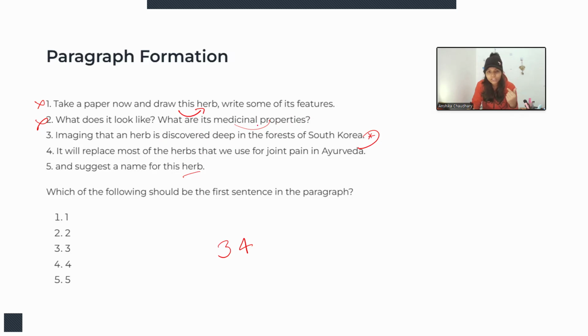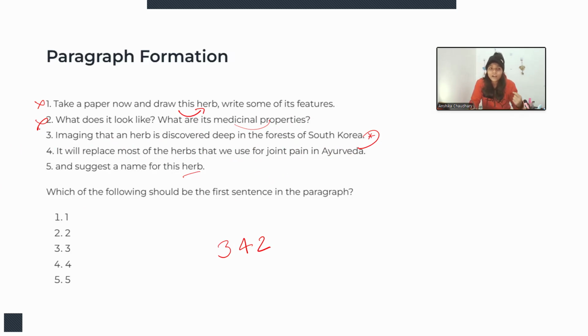What does it look like, what are the medical properties? So first of all, after that, imagine that an herb is discovered deep in the forest of South Korea, it will replace most of the herbs that we use for joint pain in Ayurveda. Now, we are talking about what does it look like, what are the medical properties, right? So we are asking some questions.